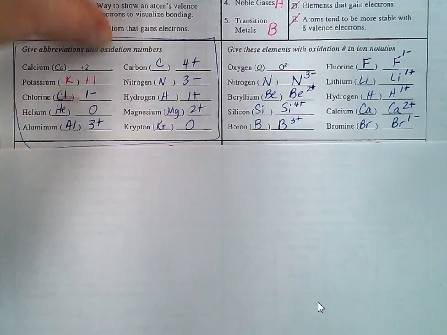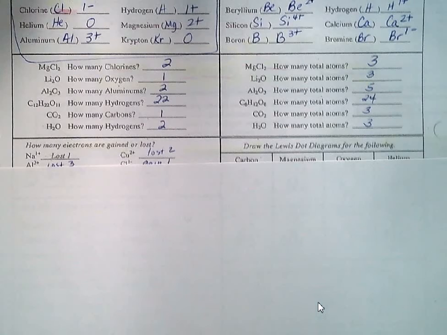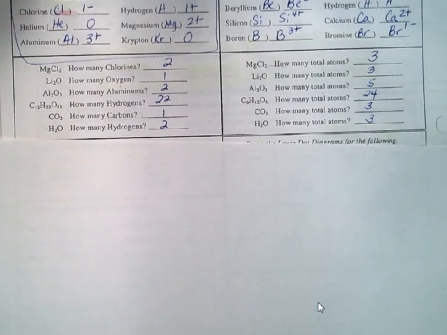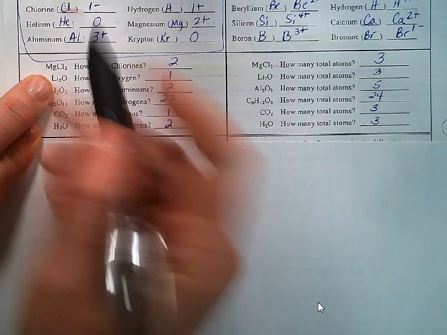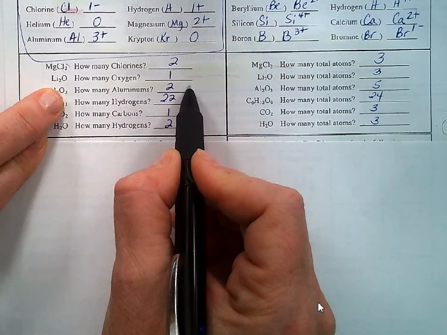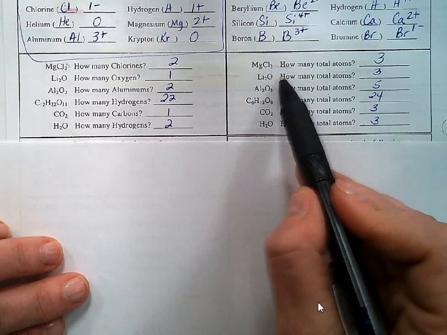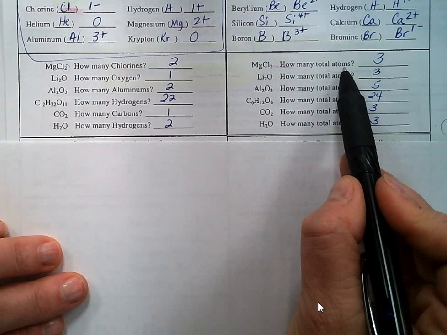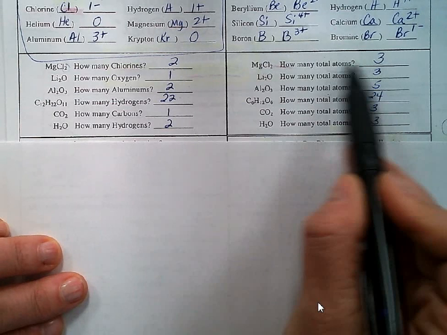All right, the next section here, how many atoms? So when we look here, this one says how many chlorines do we have? In this case, we have 2 chlorine atoms looking at the subscript. Oxygens are 1. Aluminums in this case are 2 looking at just the subscript. On this side, we're looking at total. So I have 1 magnesium. Remember, it doesn't have anything there, so it's a 1. 1 plus 2 chlorine atoms gives me 3 total atoms in that compound. So pause, check your answers.